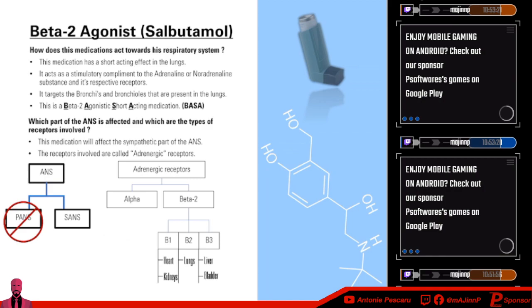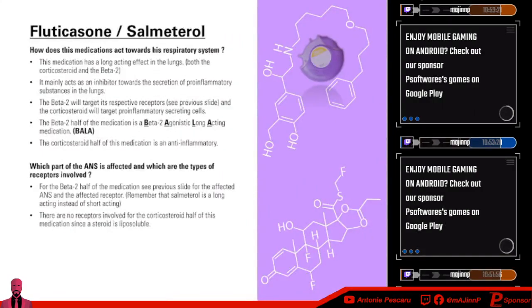And then finally, we move on to our combinant, which is our Advair, otherwise known as a combination of fluticasone. Fluticasone, we know is a steroid. Why? Because it ends with "-one", fluticasone. And finally, our salmeterol. Salmeterol is the second half of this medication, which is also a beta 2 agonistic, but this one is going to be long-acting.